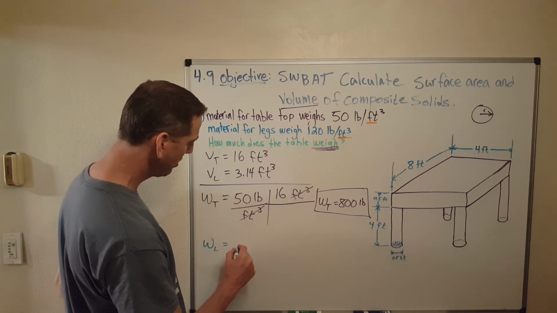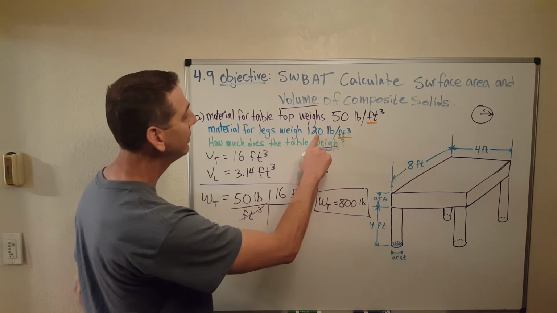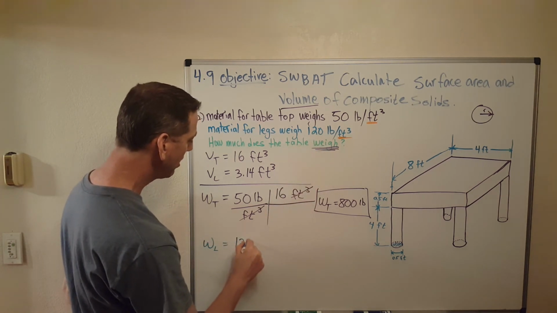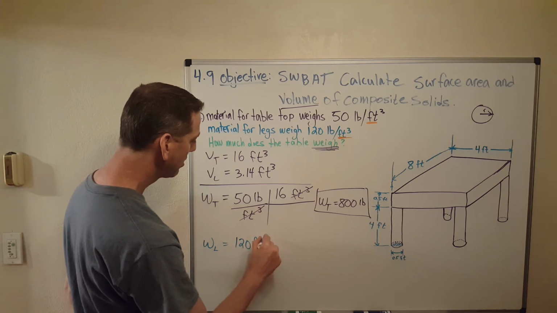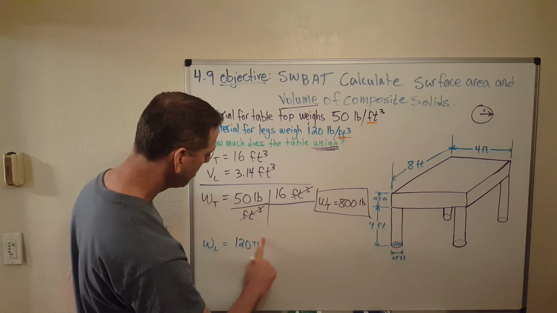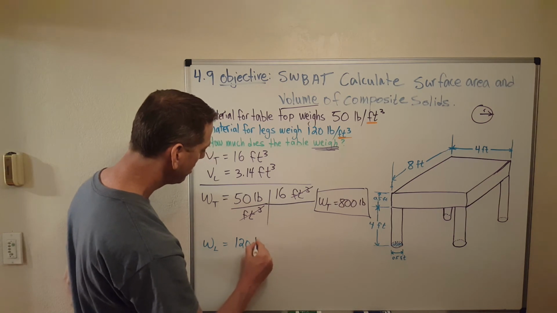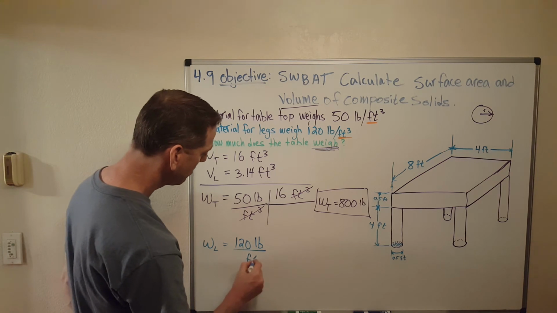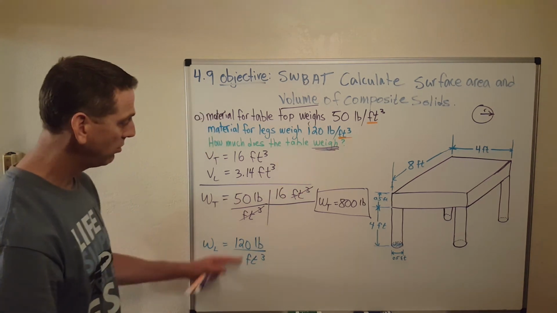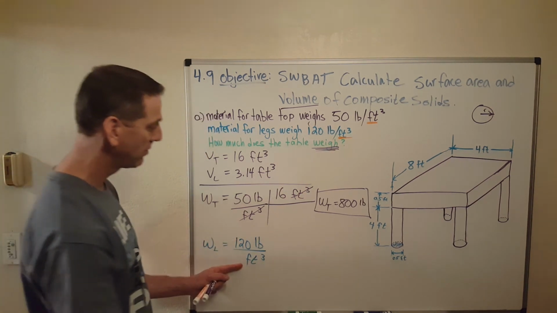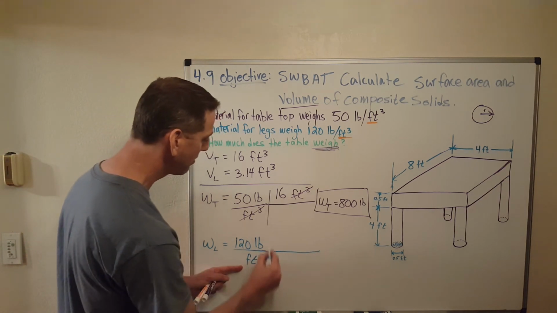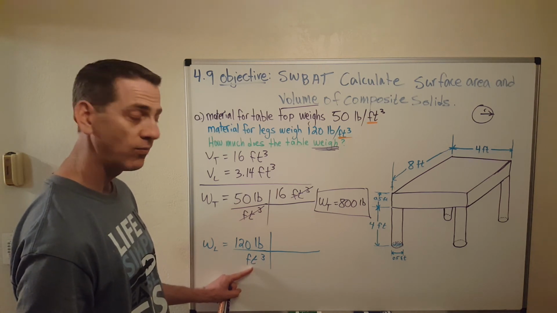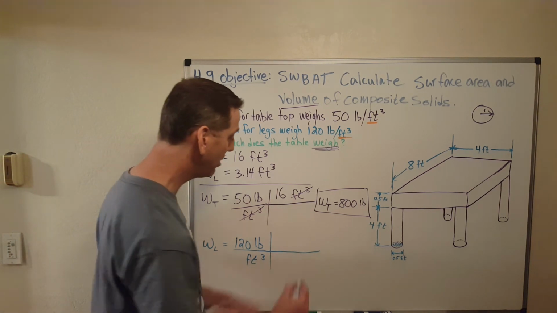See what we come up with. The weight of the legs, they're heavier, right? Per cubic foot, they're 120. Sorry, not 120 feet, 120 pounds per cubic foot. Numerator, denominator. I'm going to extend this out. Okay, I want to get rid of my cubic feet. Where do I put it? Right there on the top.